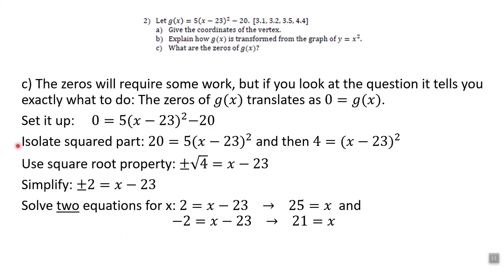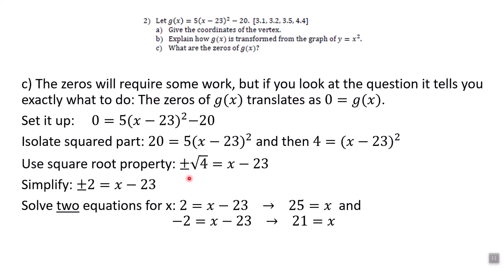Our general steps will be to isolate the squared part, isolate the absolute value, isolate the log, isolate the exponential, isolate the variable. We always start with an isolation of some sort. So let's add 20 to both sides. We'll have 20 equals 5 times (x minus 23) squared. Divide both sides by 5. When we divide the right by 5, we have (x minus 23) squared. When we divide the left side by 5, we have 4. Now that we have the squared part isolated, we could use the square root property. And I'll talk a little bit more about the square root property in a couple of slides.